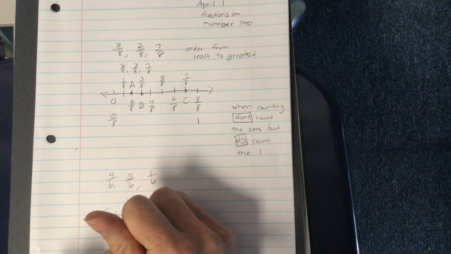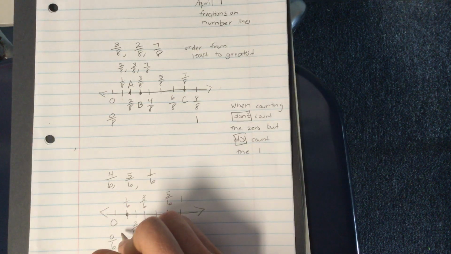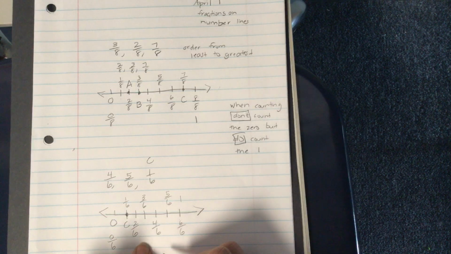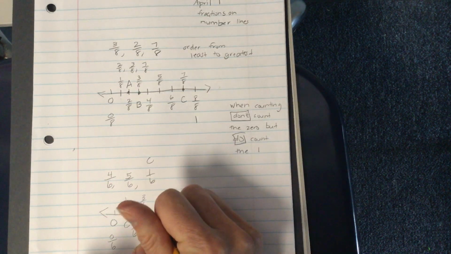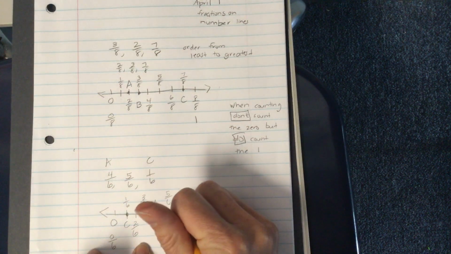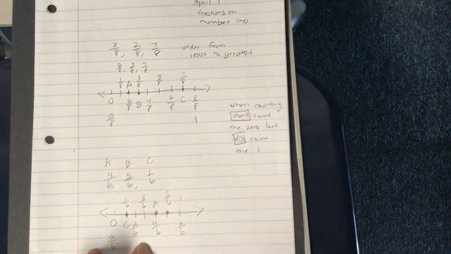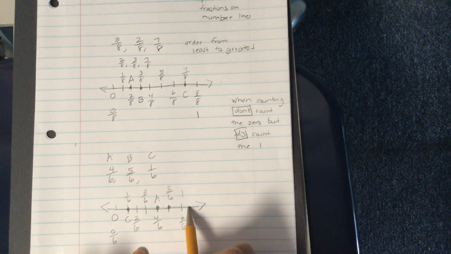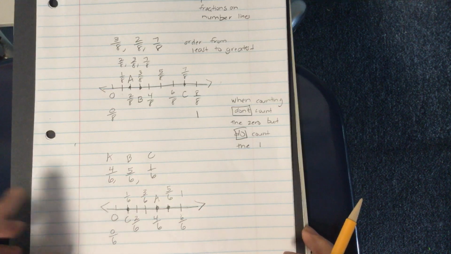1/6 is right here, and we're going to represent that by the letter C. 4/6 is right here, and we're going to represent that by the letter A, and 5/6 is right here, and we're going to represent that by the letter B. So remember, do count every space after the 0, but do not count the 0.